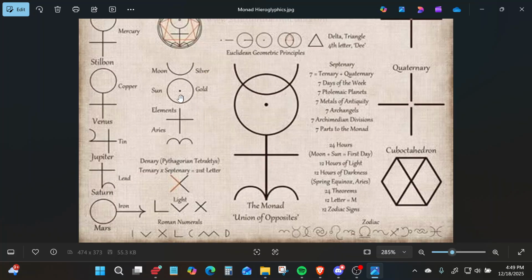Are you talking about just the circle, the sun symbol here? Yeah. I could be wrong. No, I mean, it's like a microcosm of the macrocosm. So it's not that it's entirely incorrect, but it's also very isolating.